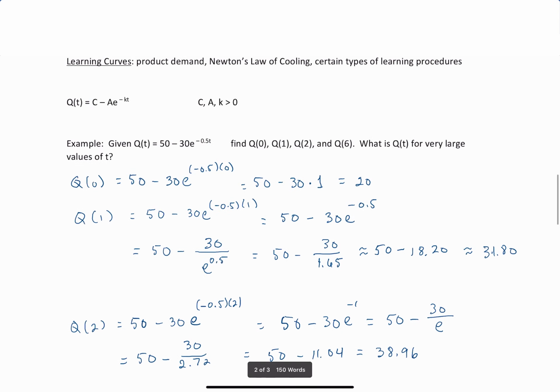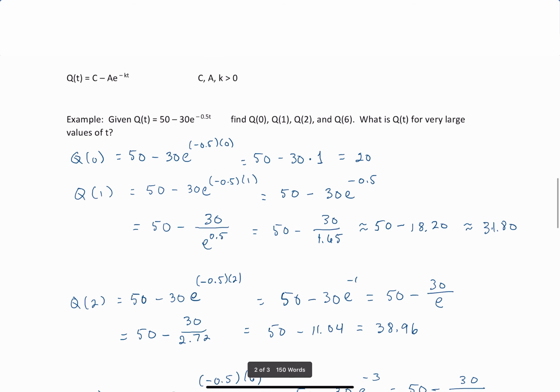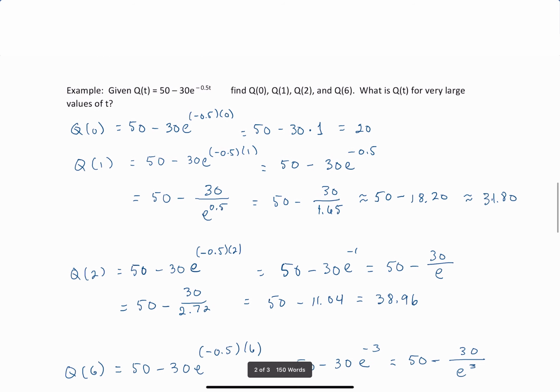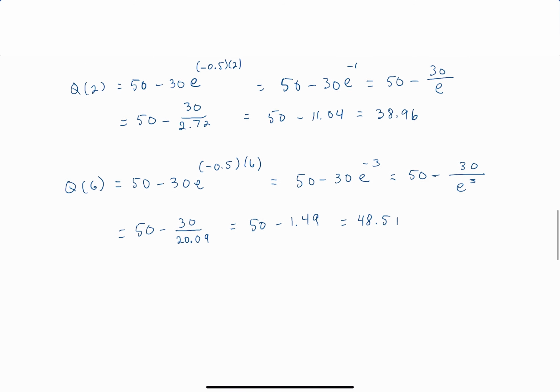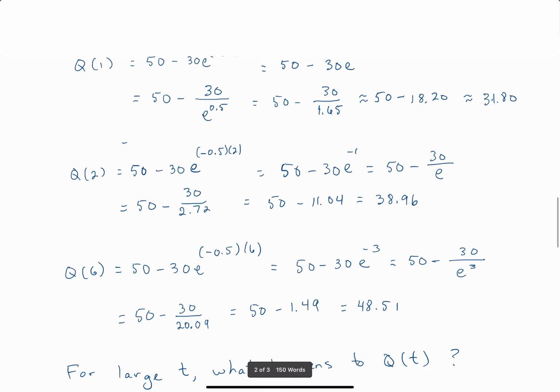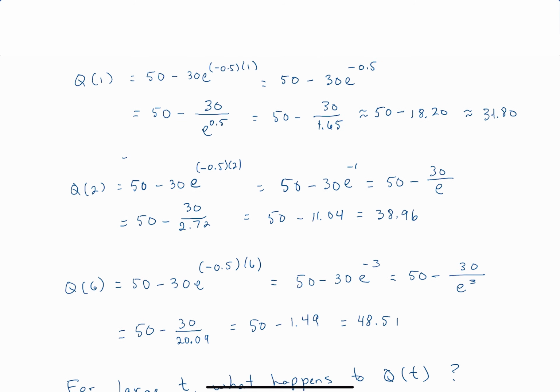We're asked one more thing. What is Q of t for very large values of t? In other words, as time goes on and the employee gets more and more experienced at assembling these things, what's going to happen to the quantity they can assemble? So for large t, large time values, what happens to Q of t? How are we supposed to know that? Well, there's a pattern we can look at here, and this is why I wanted to rewrite things.